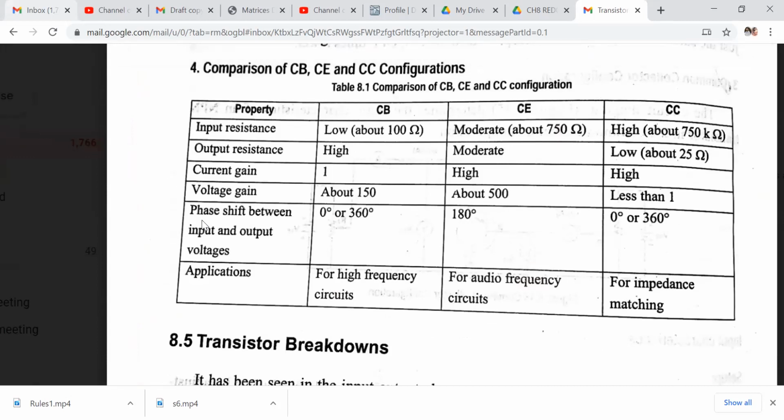And I told you what to do. Here you'll have doubt about 150 to 500 and all. Just write high here. Everything is high. You can just take a screenshot of this. This table is mandatory. This will show the teacher that you are very good in electronics. Clear?